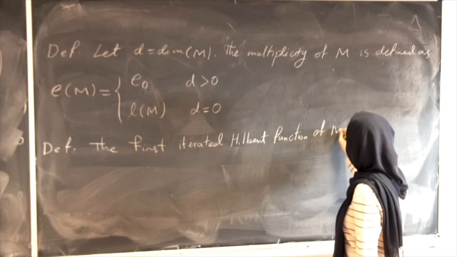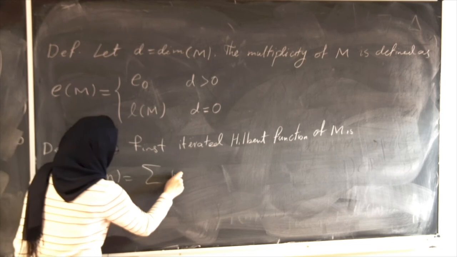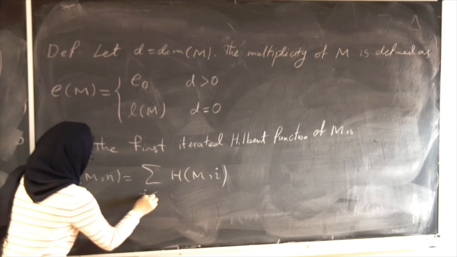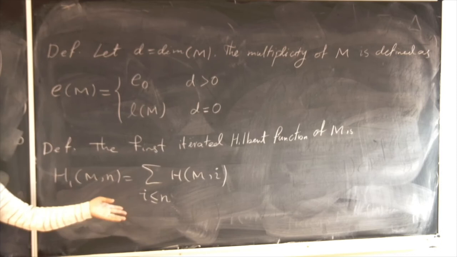So the definition is just we add all the Hilbert functions up to degree n. So the sum of Hilbert functions for i, maybe we have also negative integers here, i less than or equal to n, we call it the first iterated Hilbert function.